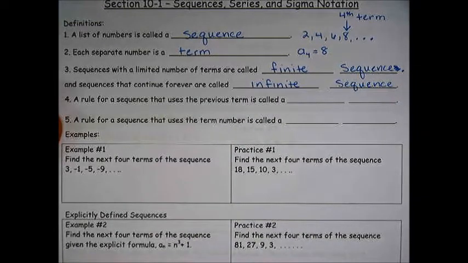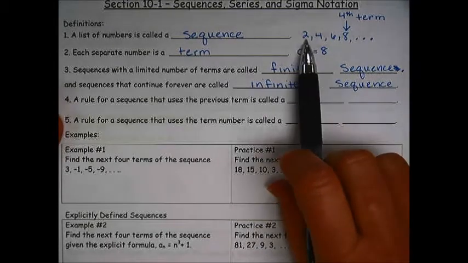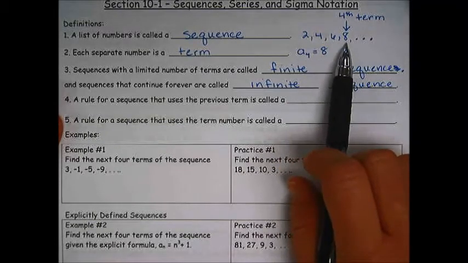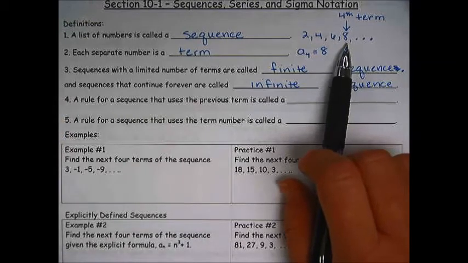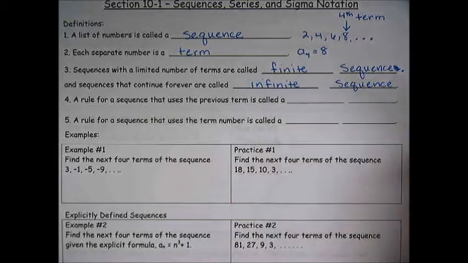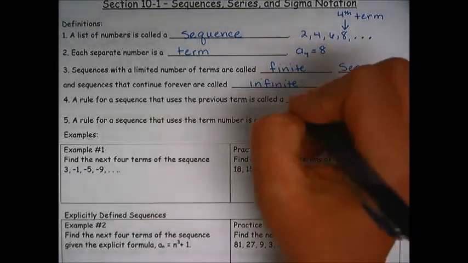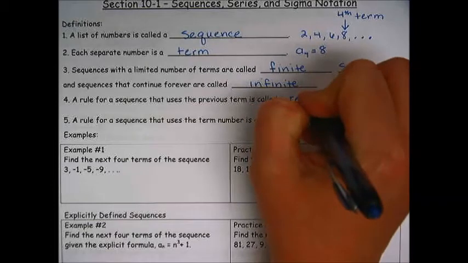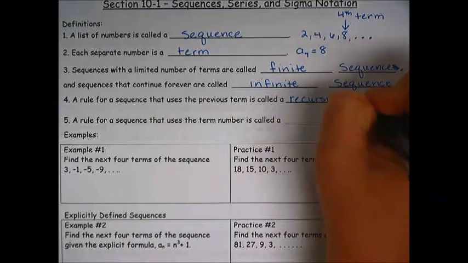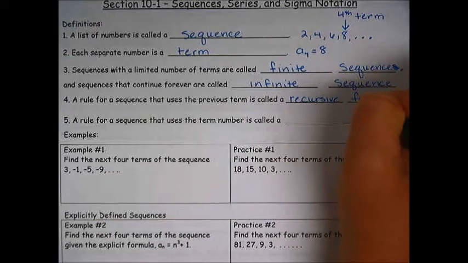There are two different formulas to use to describe a sequence. Naturally, when we start describing a sequence, we use a recursive process. We talk about how I would get the next number. If I was going to describe this sequence to someone, I would say to get the next number you add 2. That process is a recursive formula. I'll show you another example when we do example number 1.